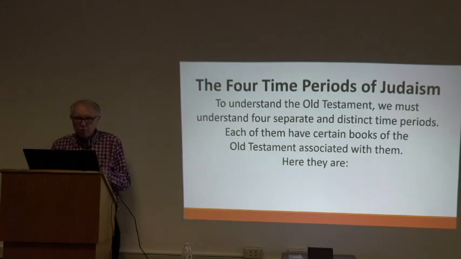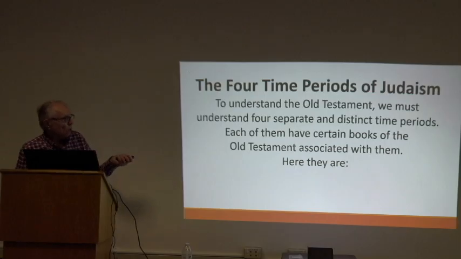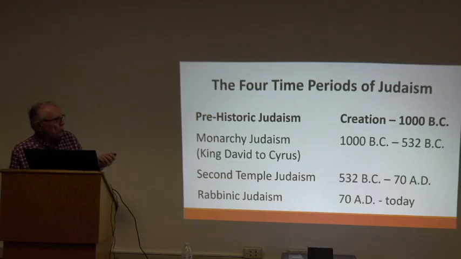Now, our 4 time periods of Judaism. We must understand 4 separate and distinct time periods, and each of them have certain books of the Old Testament associated with them, and here they are. The 4 time periods are the prehistoric Judaism from creation to 1000 BC, Monarchy Judaism, that's the kings, from King David to Cyrus, from 1000 to 532 BC. Second Temple Judaism from 532 BC to 70 AD, and then Rabbinic Judaism from 70 AD to today.